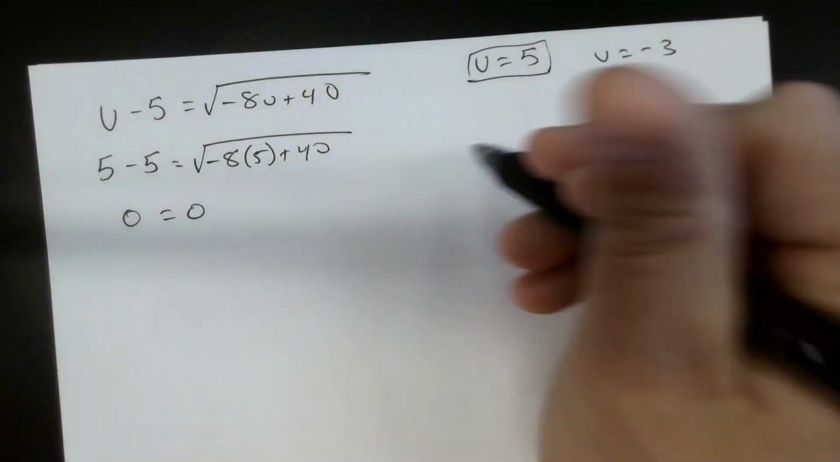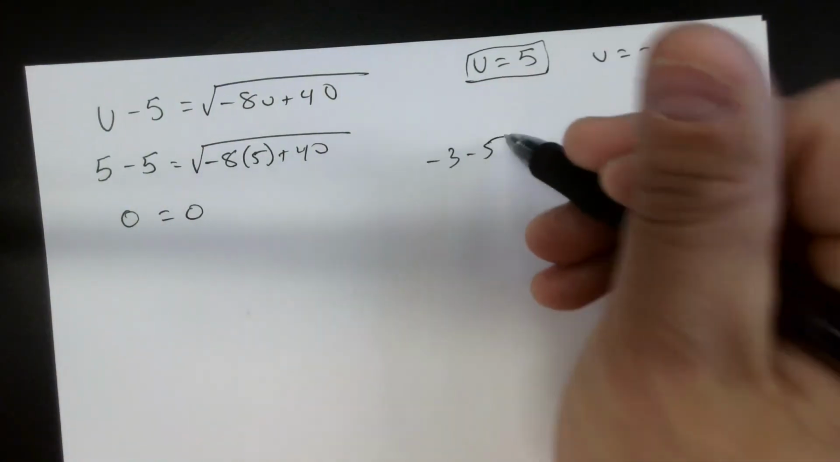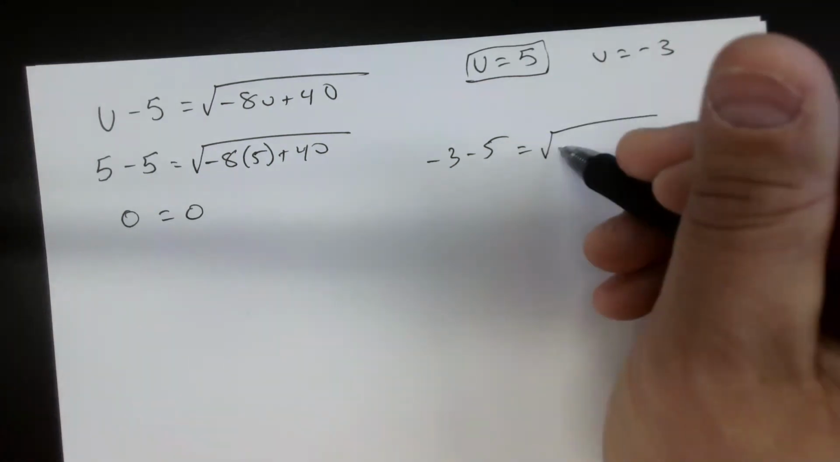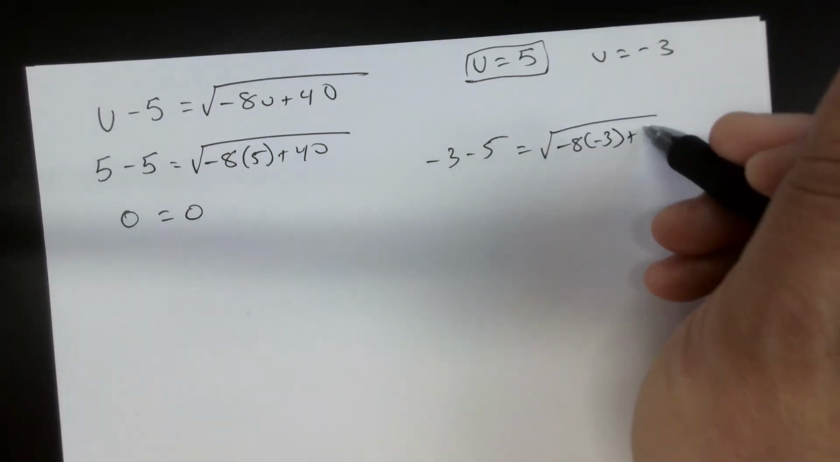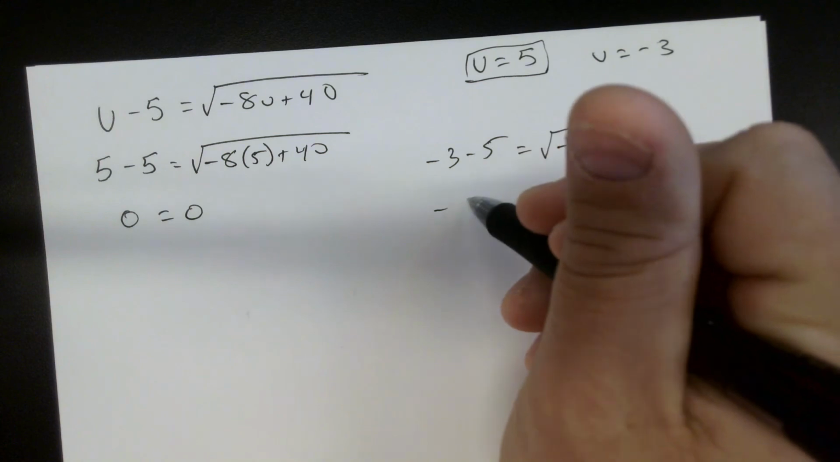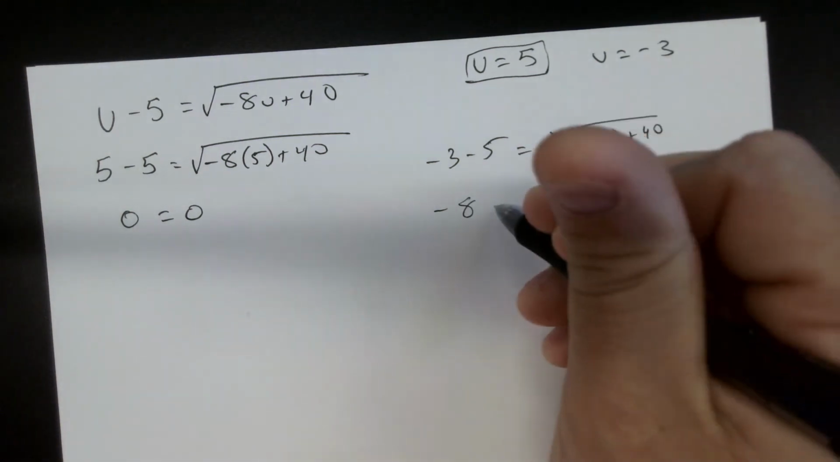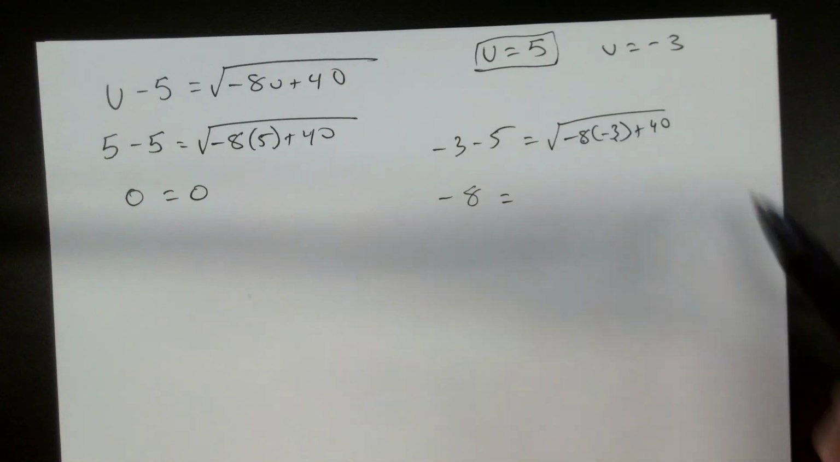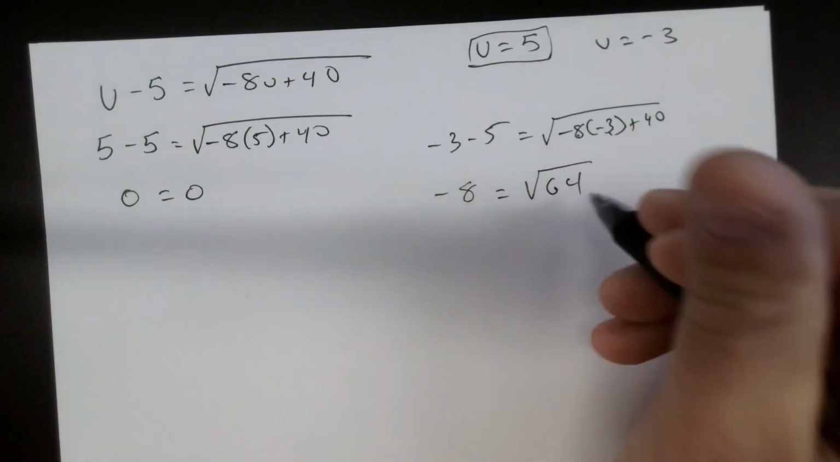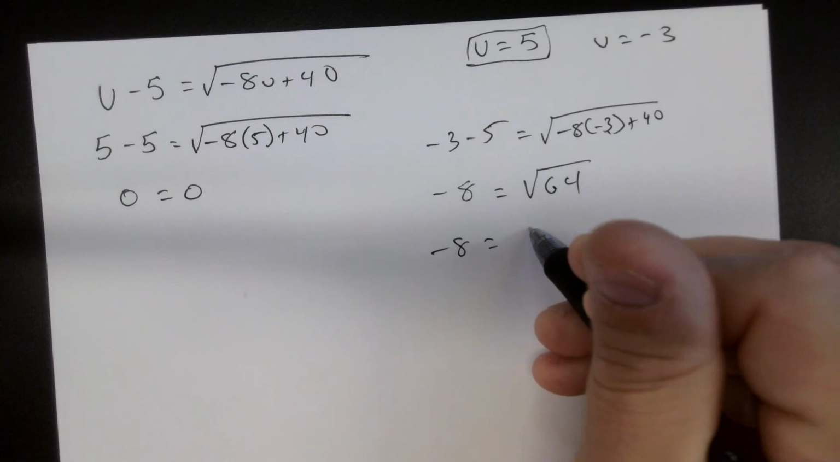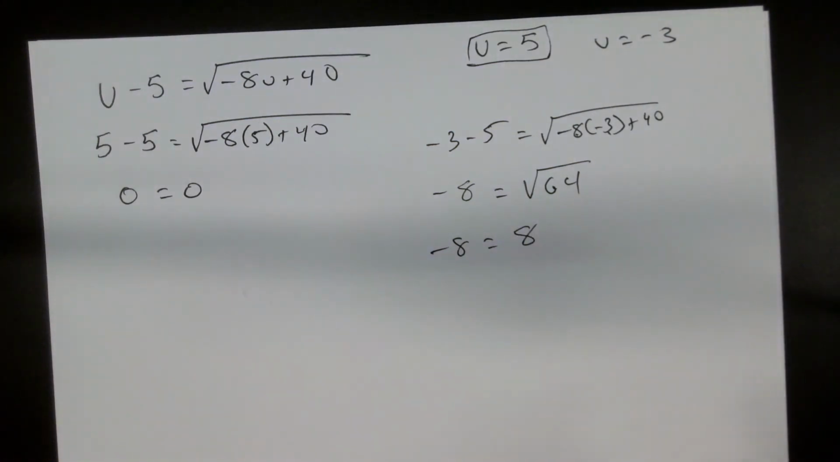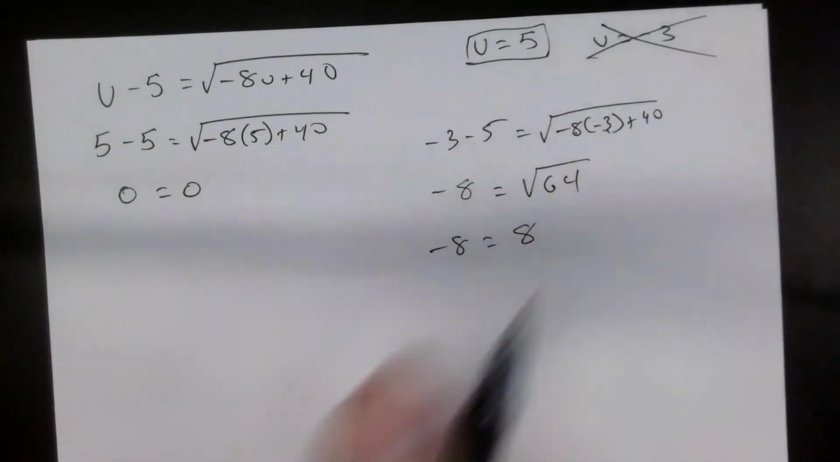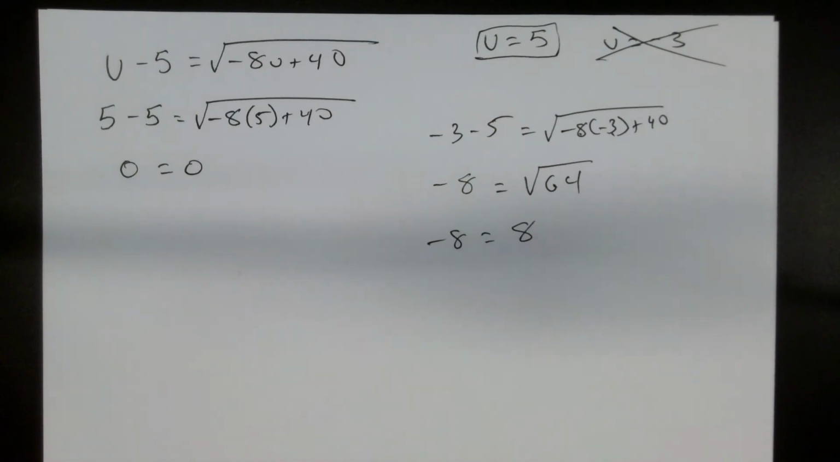The next one, we're going to have negative 3 minus 5 equals the square root of negative 8 times negative 3 plus 40, which gives us negative 8 equals the square root of 24 plus 40, which is 64, which gives us negative 8 equals 8. Is that true? No. So we only have one answer on that problem, which is 5.